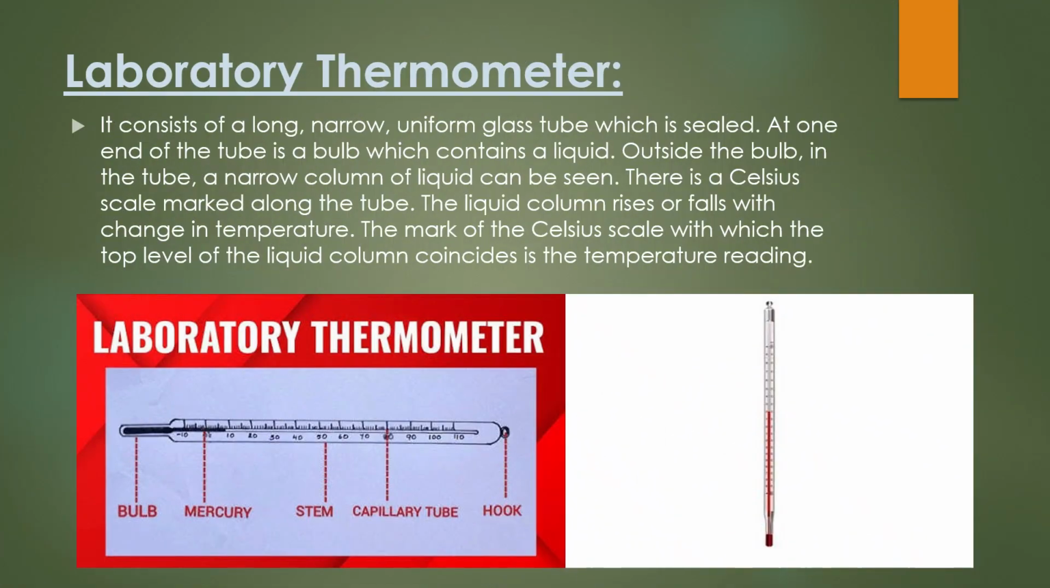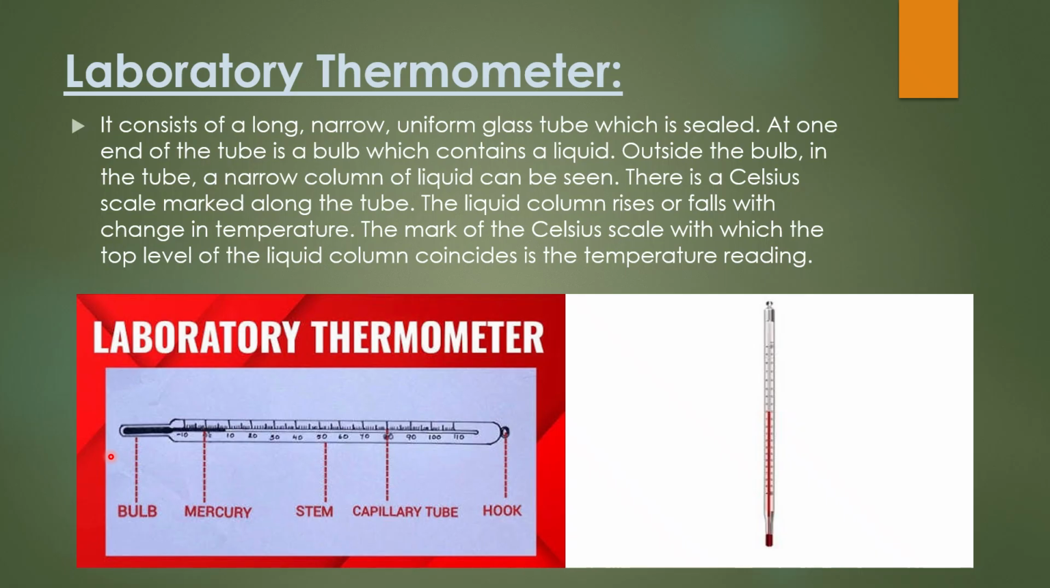The next type of thermometer we are going to study is the laboratory thermometer. Now, what is it? It is a thermometer which consists of a long, narrow and uniform glass tube which is sealed. This is a figure of a laboratory thermometer. At one end of the tube is a bulb which contains a liquid. And outside this bulb, if you look carefully, in the tube, a narrow column of liquid can be seen.